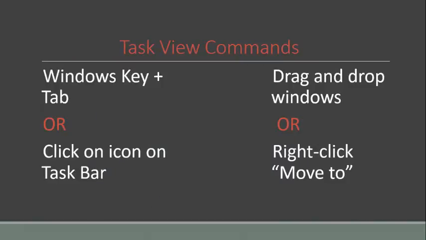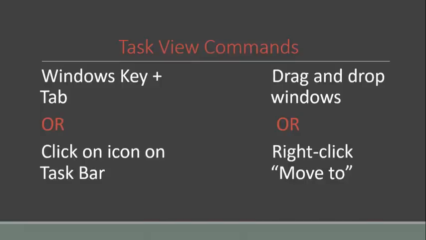To review, you can access Task View by pressing the Windows key and Tab key at the same time or by clicking the Task View icon in the taskbar. You can move applications to a virtual desktop by dragging and dropping them, or by right-clicking the application and then selecting Move to and selecting the virtual desktop you wish to move the application to from the drop-down menu that appears.